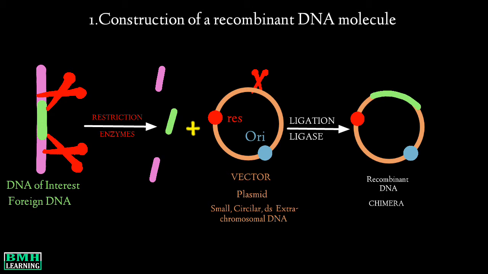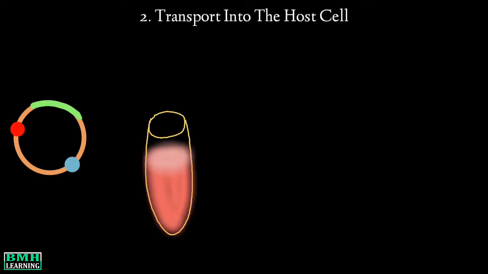Now we are getting into the second step, transport into the host cell. So now we have our vector containing the DNA of interest, and it's time we transfer the vector into the host cell so that the clones or copies of the DNA can be produced. Suppose we have a test tube containing solution which in turn harbors host cells. Generally these are E. coli cells, although other living cells can be used. So we transfer the recombinant DNA into this test tube. Now using some techniques, the bacterial cells are made competent so that they can take up the recombinant DNA.